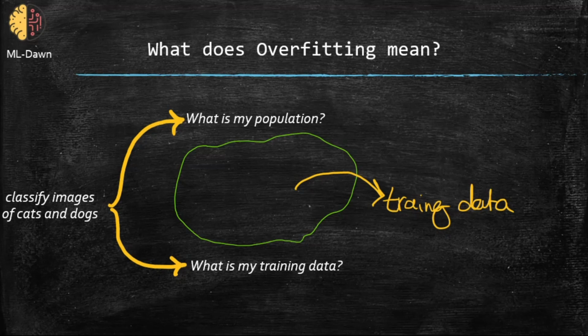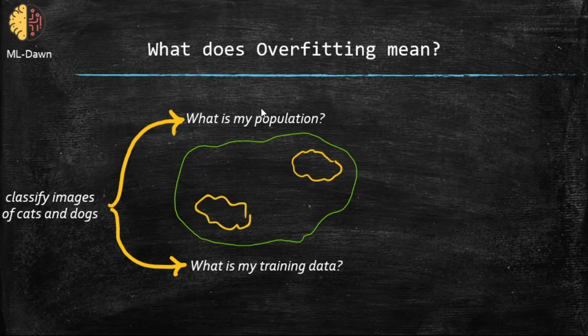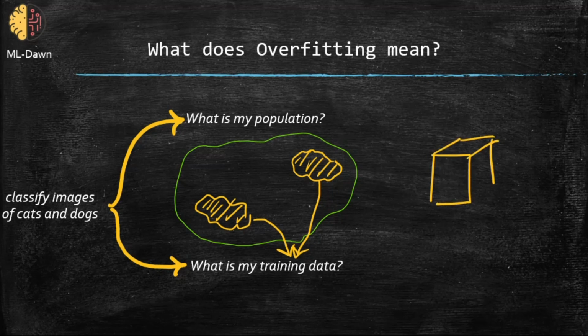To answer this, imagine that my training data covers maybe this part of the population and that part of the population, and that's it. Let's say it covers certain breeds of cats and certain breeds of dogs and their images. Now let's say I trained my algorithm with this training data. So these two parts are my training data. Now my machine has been trained. This is my machine, the trained machine.